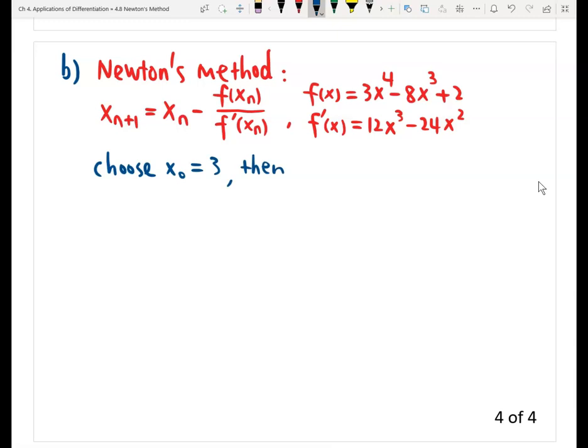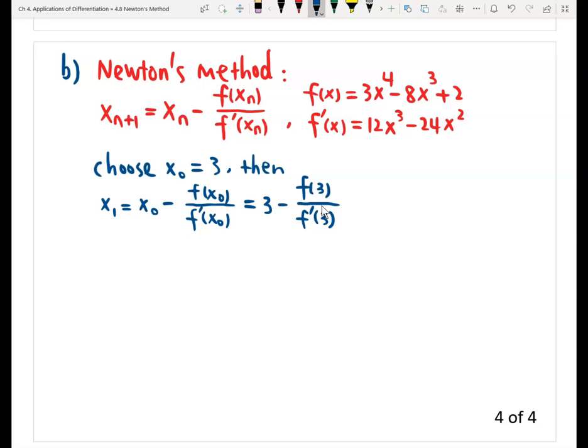And then we need to find x1. What is x1? I will write the formula. In this formula, we set n equals 0. Therefore, x1 equals x0 minus f at x0 over f prime at x0. Don't mix this up, this is not a prime. If we plug in x0 is 3, we choose minus f at 3 over f prime at 3. Both functions we already defined, therefore it's easy to evaluate.